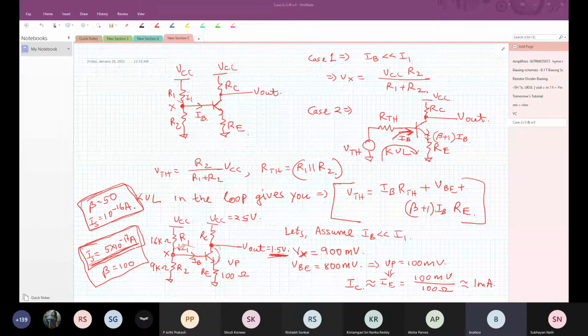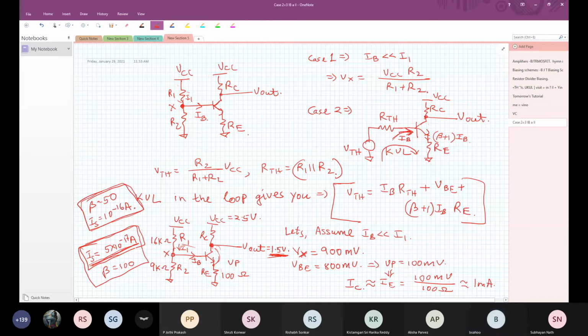So now VB is 800 millivolts. So the VP is how much? 100 millivolts, right? Yes. If VP is 100 millivolts, then the current flowing, IE, is equal to 1 milliamp. Right? If it is 1 milliamp, then the voltage here is going to be 1.5 volts, right? That is clear. Yes, sir.